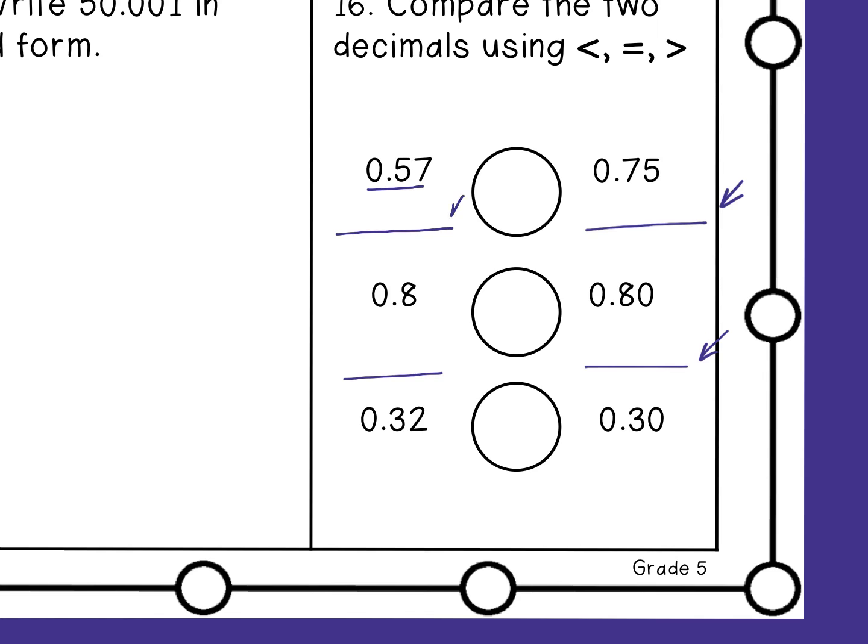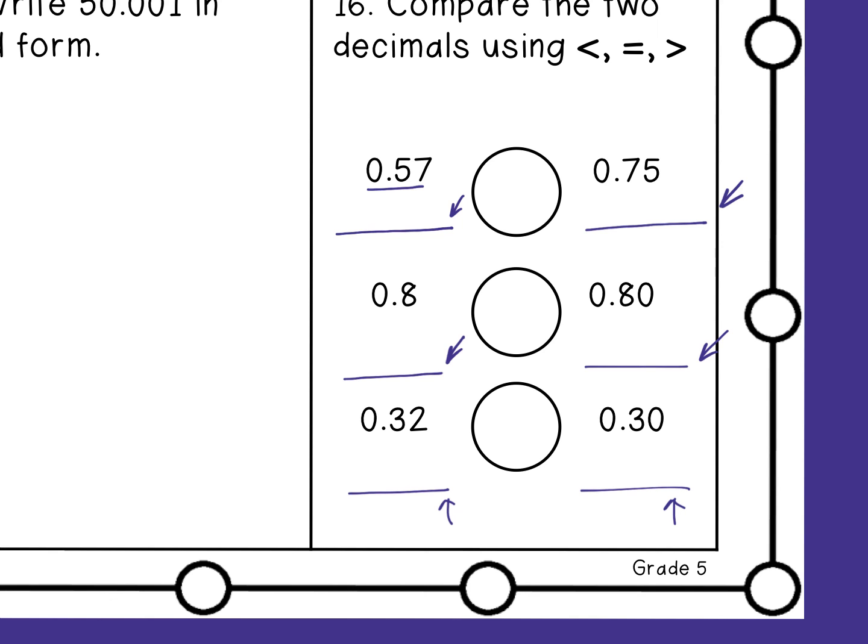Fill in these. So I expect you to be drawing these lines and then saying, this is 8 what? 8 tenths, hundredths, thousandths. This is 80 what? Tenths, hundredths, or thousandths, and just put the place value there. Then finally, we'll do the same thing for these two.